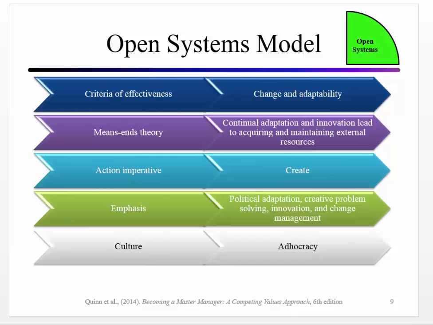New changes happen all the time in the business environment that we're in today, so they're quite aware that they might have to change direction very quickly. That flexibility is a really, really important element of working successfully in the open systems model. So the ends theory here, what you have an eye on and then developing your strategy to achieve that, is continual adaptation and innovation.